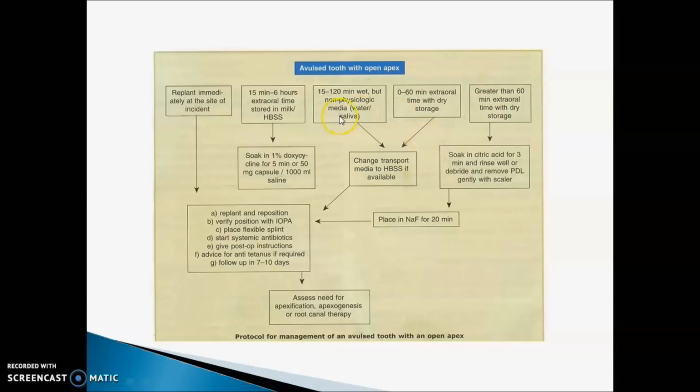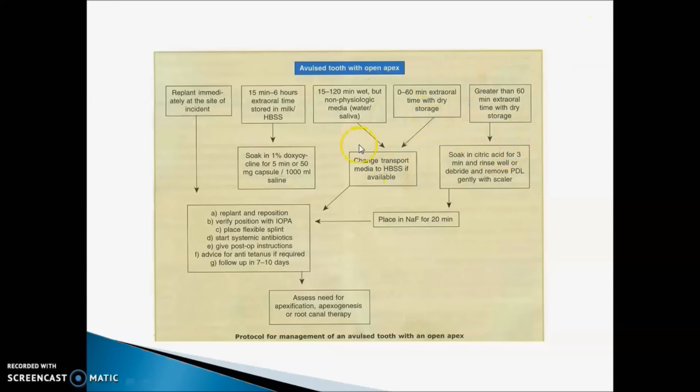Fine aspirants, if the time is between 15 minutes to 120 minutes wet, but it is kept in non-physiological media like water or saliva, then you have to place them in HBSS or the best available medium. After that, aspirants, you can go for the reimplantation, splinting along with the post-operative care. The same thing happens if the extraoral time is between 0 to 60 minutes and there is a dry storage, means the patient's parent have not stored the tooth.